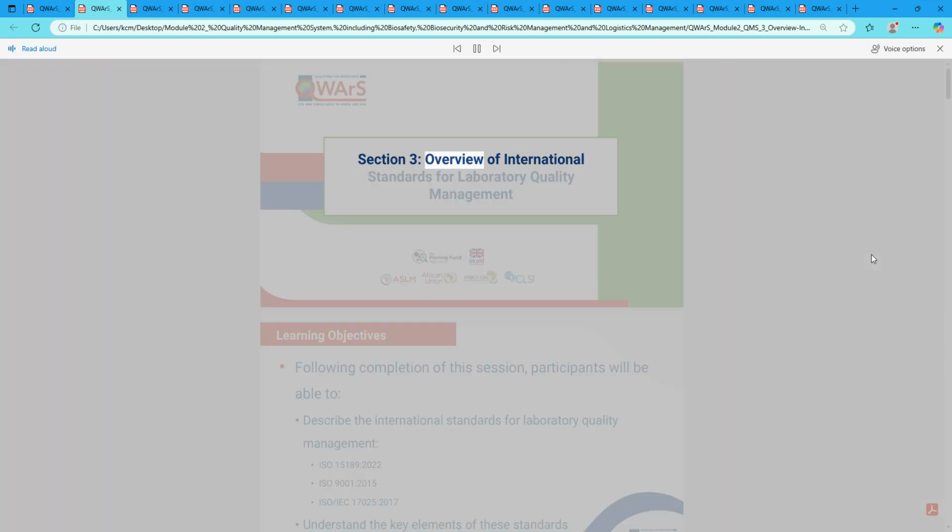Section 3, Overview of International Standards for Laboratory Quality Management. Learning Objectives. Following completion of this session, participants will be able to describe the international standards for laboratory quality management.